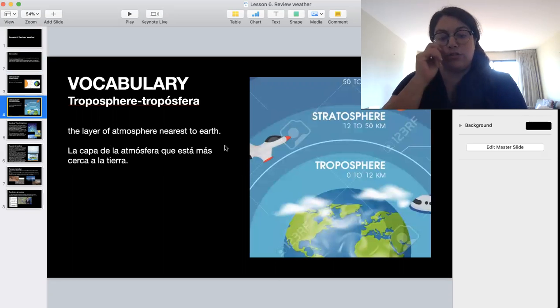Then you have the word troposphere or troposfera in Spanish. It's the layer of the atmosphere that is nearest to the earth, meaning the one that we are breathing in, the one where we have weather, the one where airplanes fly.